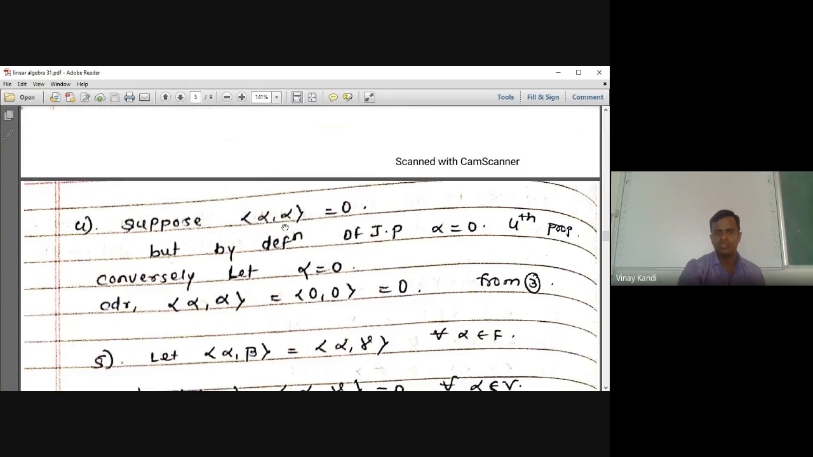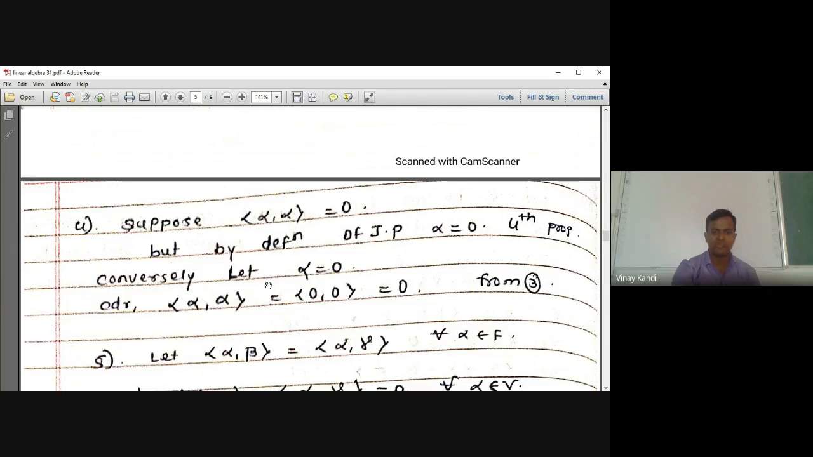V is an inner product space. Hence, inner product of alpha, alpha is 0, by the definition of IPS, inner product space. IPS means inner product space. Alpha must be 0 by the fourth property of IPS.